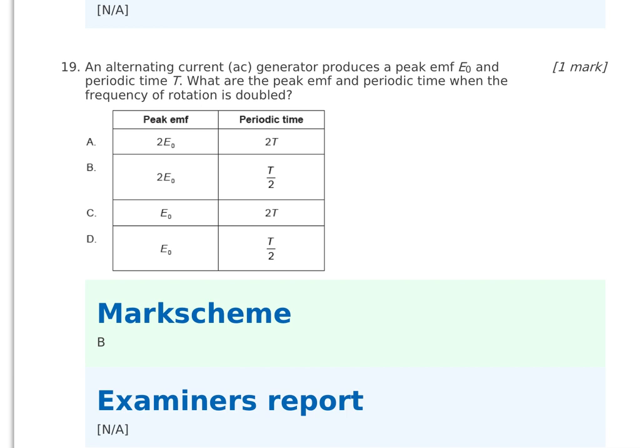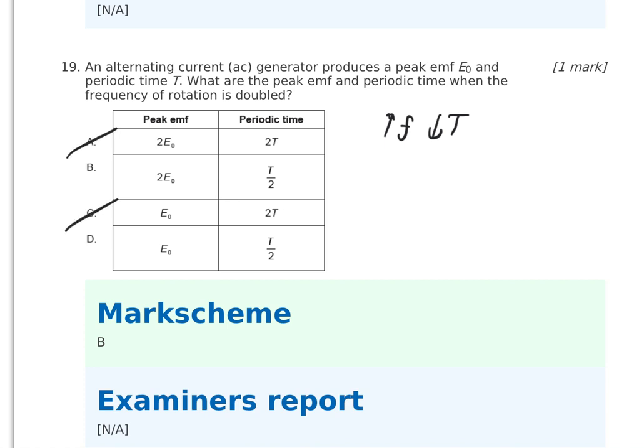All right, 19. So we have a generator making peak EMF E0 and periodic time T. When you double the frequency, what happens to the EMF and what happens to the periodic time? In other words, the period. So if I increase the frequency, I know that we decrease the period. They're inverses of each other. So I will not wind up with double time, I will wind up with half time. So A and C are out.